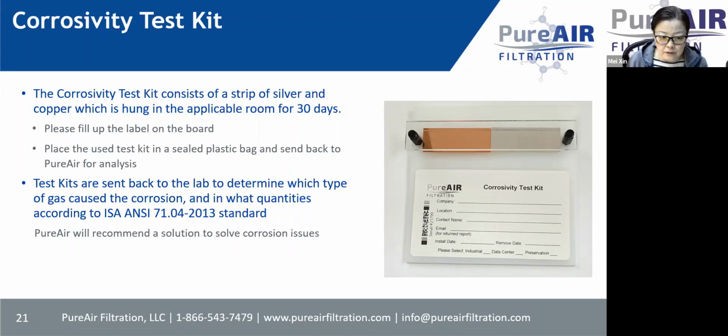First, when you place the kit in the area of concern, we prefer vertically, or if you have to put it flat, label side up. And don't touch the strip surface. That can ruin the test results. Also, following the procedures we list in the documents will ensure the test results are valid. We will generate a test report according to the 71.04-2013 standard and give you a rating on the copper and the silver, and the higher rating will determine the overall corrosion rating.